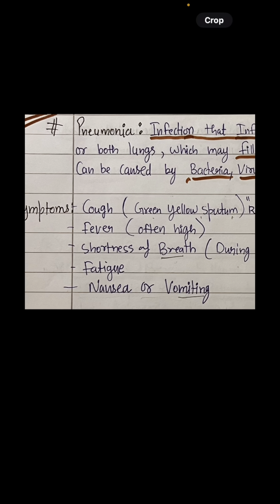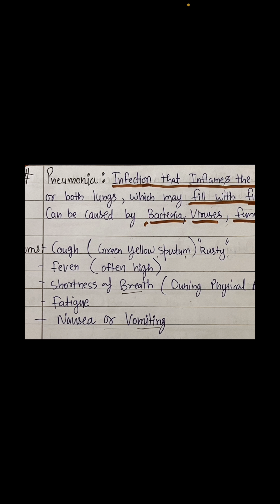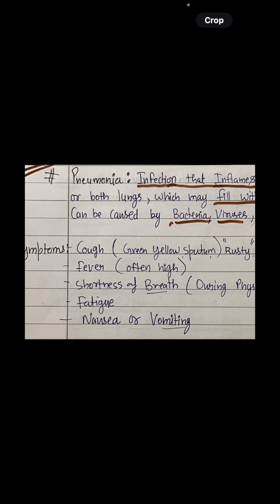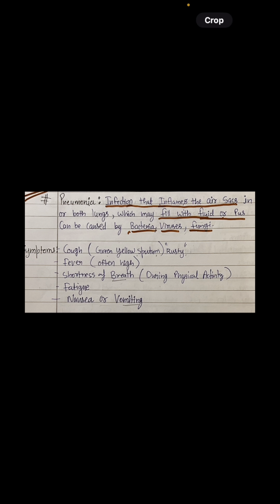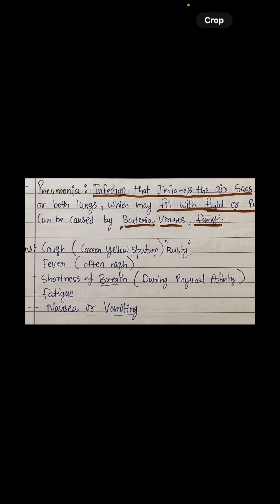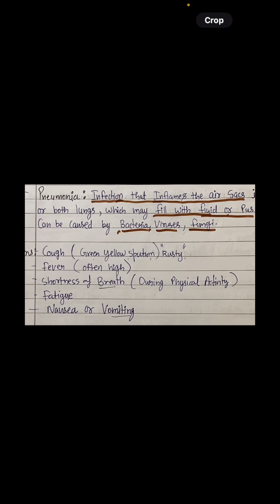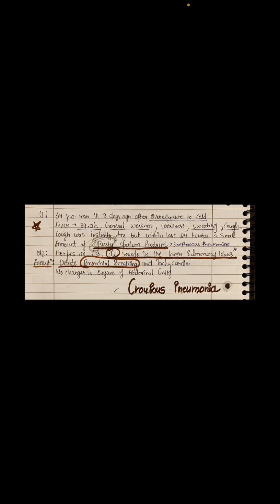So symptoms will be cough. Sputum can be of a lot of types, not just green or yellow; sputum can be rusty also. It depends on which type of pneumonia is there, but rusty is especially highlighted in croupous pneumonia probably. Fever will be there. The profile of fever is what we always see in cases of bacterial infections. Shortness of breath, because fluid has filled some of the alveoli. Fatigue, the person will get tired easily because not enough oxygen supply is there. Nausea or vomiting. Let's go and see the questions.